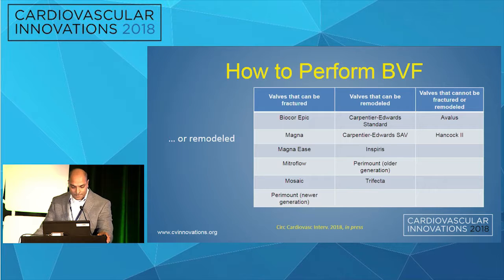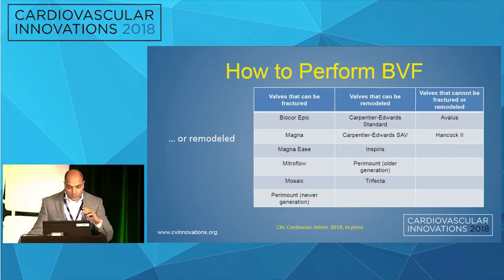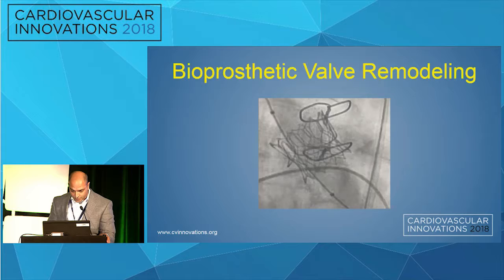Bioprosthetic valve remodeling. So certain valves can be fractured. This center column, these valves can be stretched. So the older CE valves, this new Inspiris valve, if you haven't seen it, has an internal ring that can be stretched. These older generation Paramount valves and the Trifecta valve, the posts can be flared with a high pressure inflation. So some valves can be fractured, some can be remodeled, and then there's this last category, the Hancock 2. Don't try this at home. The Medtronic Avalus, the new Medtronic valve, these valves can't be fractured or remodeled.